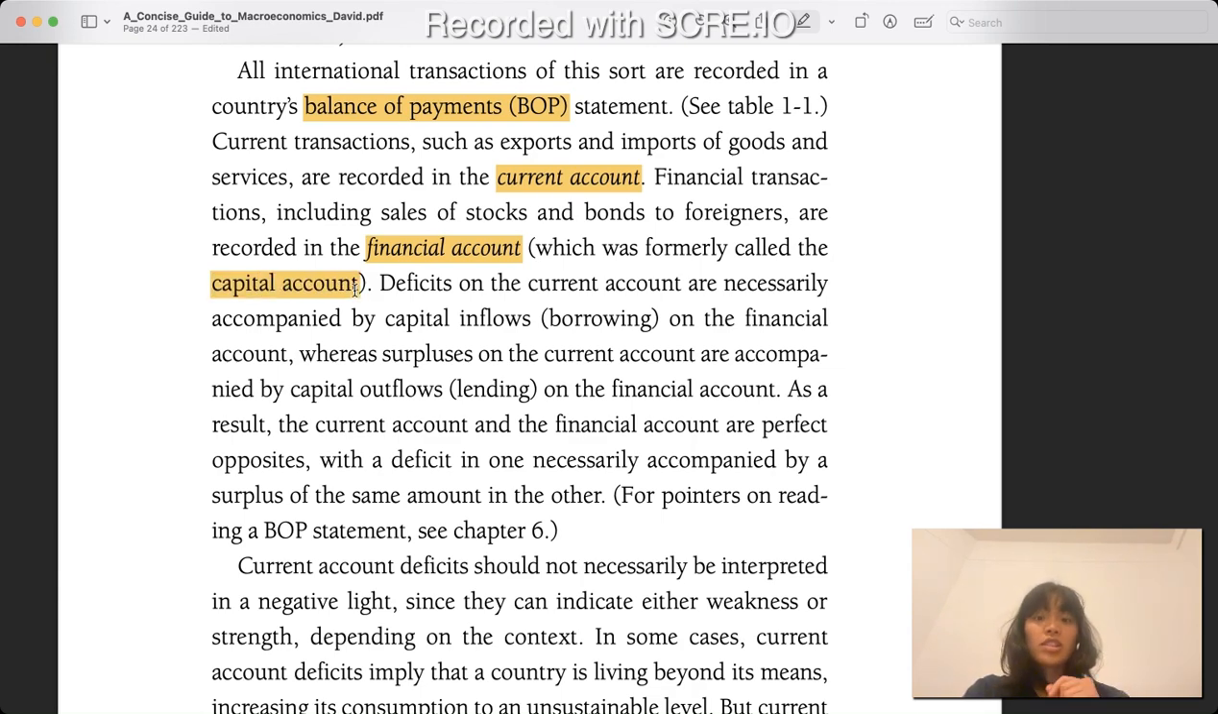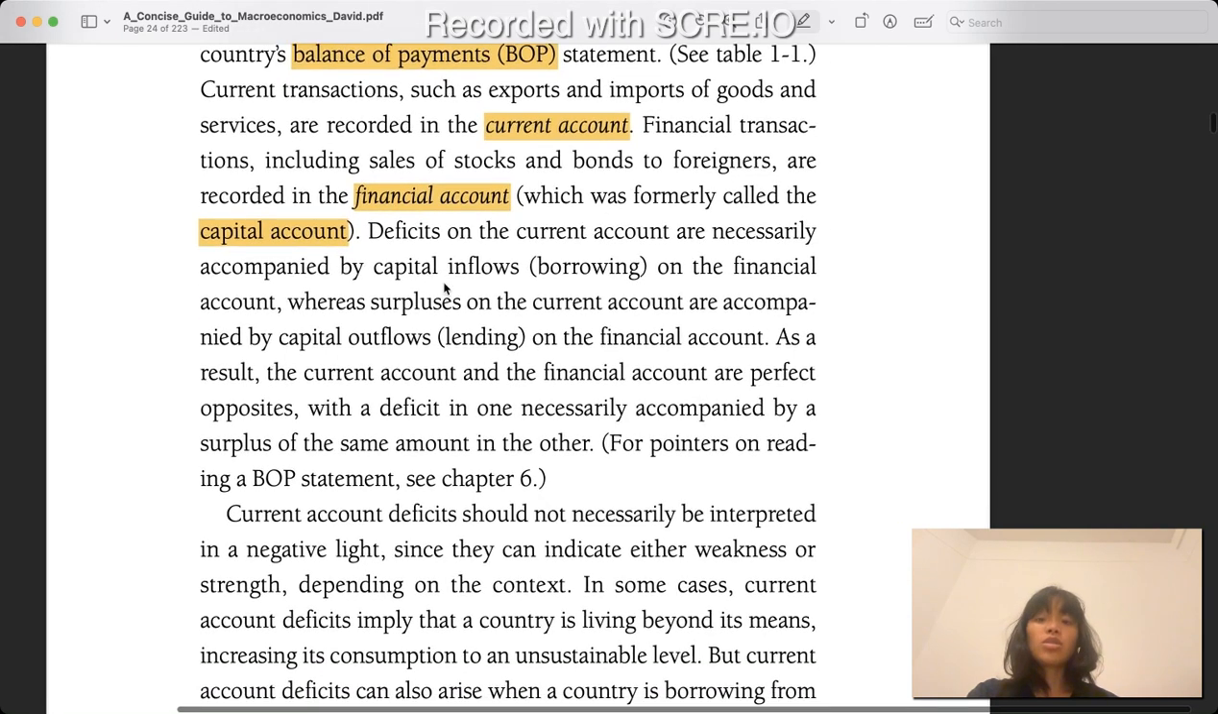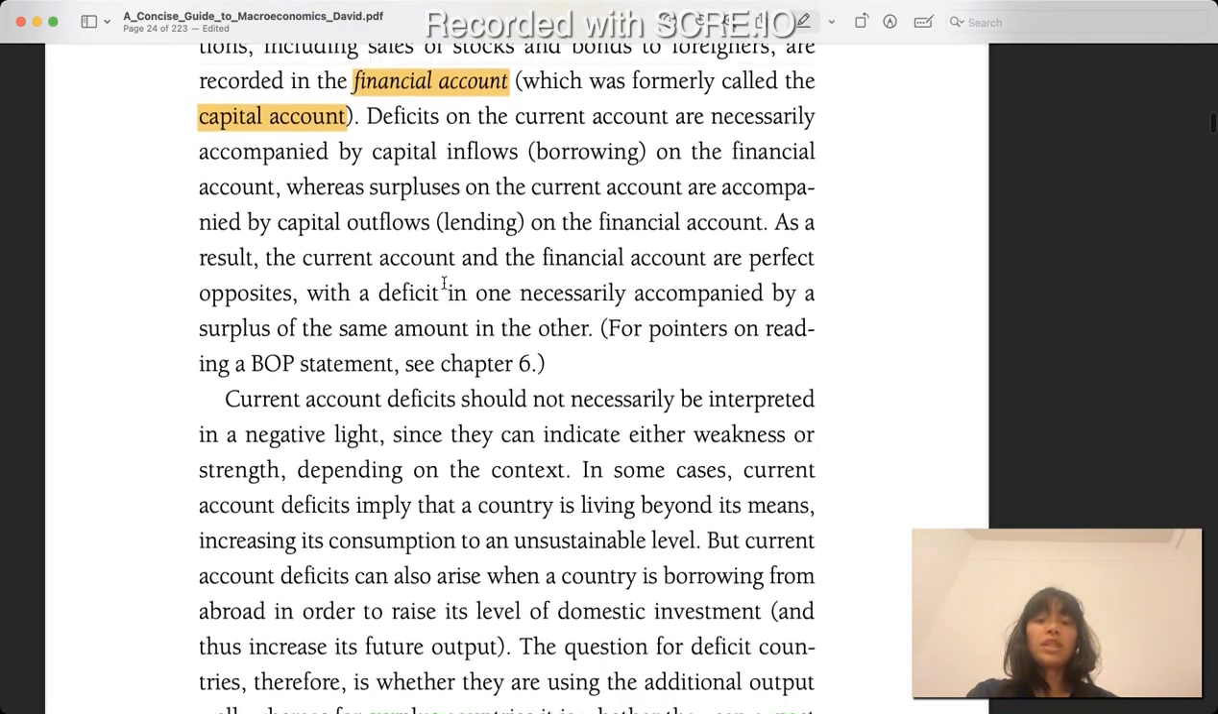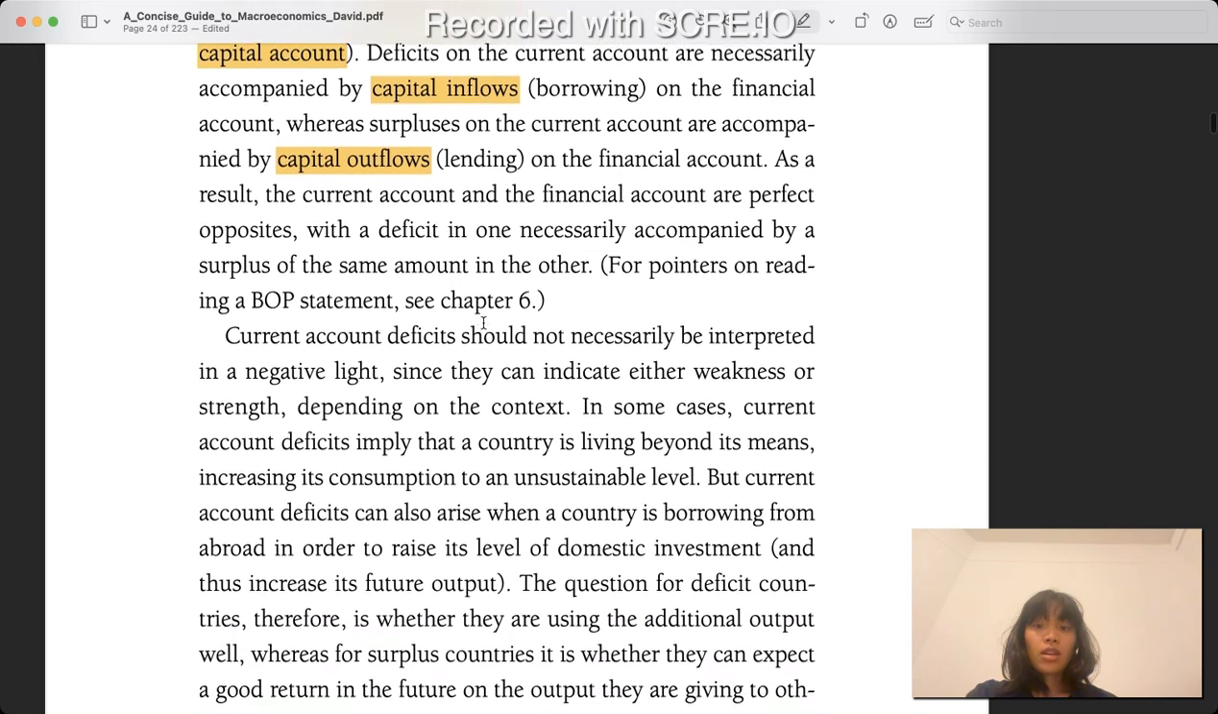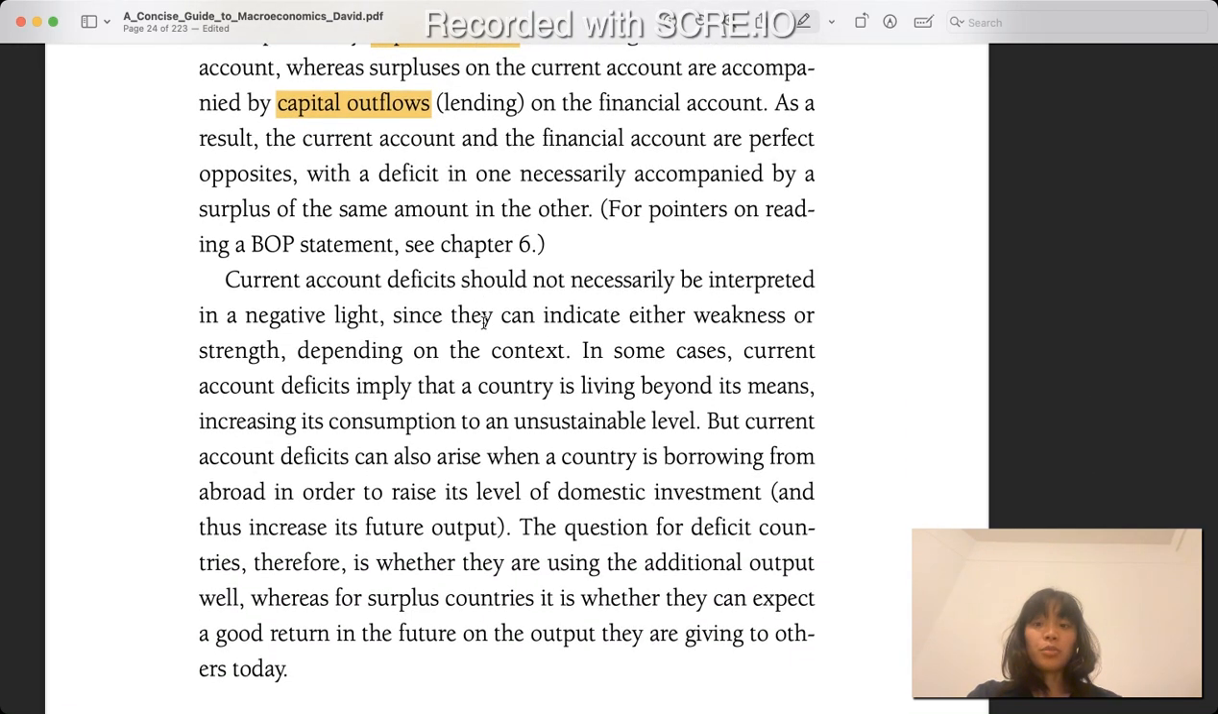Current transactions such as exports and imports are recorded in the current account. Financial transactions, including sales of stocks and bonds to foreigners, are recorded in the financial account, which was formerly called the capital account. Deficits in the current account are necessarily accompanied by capital inflows on the financial account, whereas surpluses on the current account are accompanied by capital outflows. As a result, the current account and the financial account are perfect opposites, with a deficit in one necessarily accompanied by a surplus of the same amount in the other.